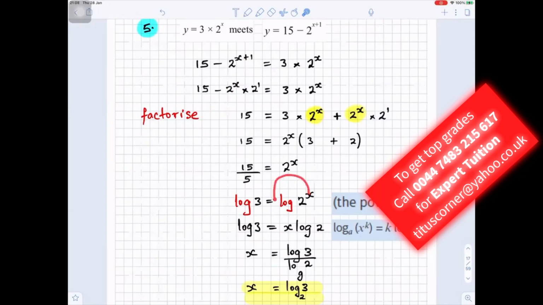The x comes in front, power to the front law, the power law. X comes in front from x log 2. So it's times. You take log 2 to the left, it becomes divided by log 2. So x equals log 3 divided by log 2, or log 3 to the base 2. That's how you get the value for x.